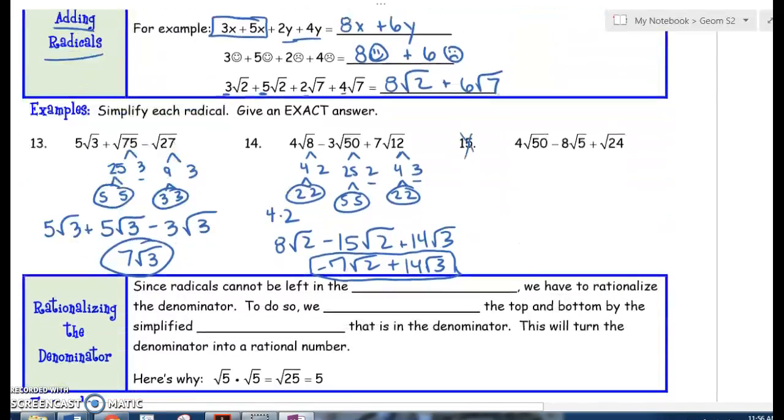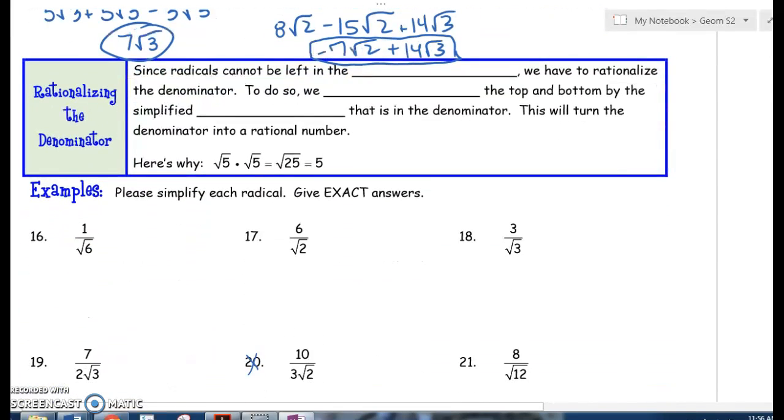All right, now rationalizing the denominator. Since radicals cannot be left in the denominator, we have to rationalize the denominator. To do so, we multiply the top and the bottom by the simplified radical that is in the denominator. This will turn the denominator into a rational number.